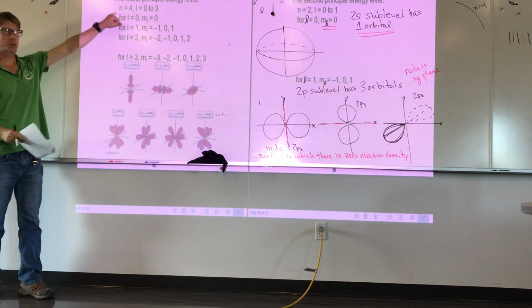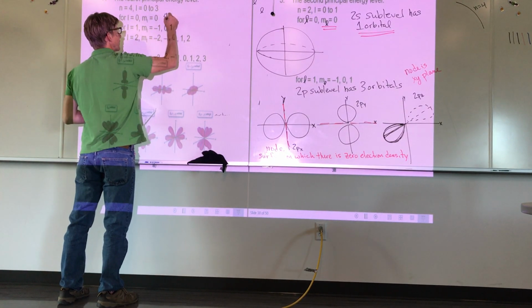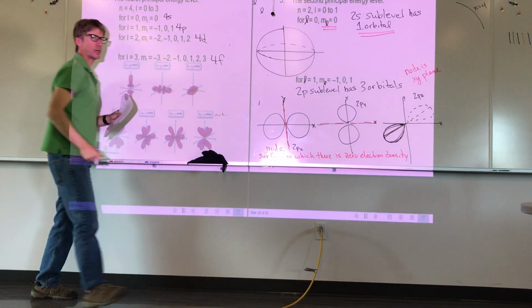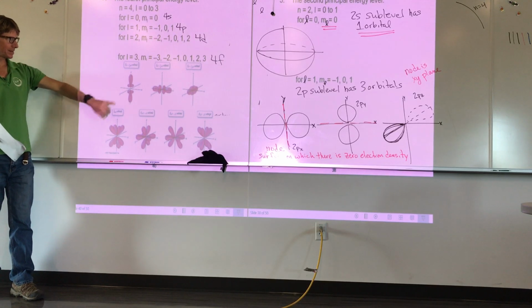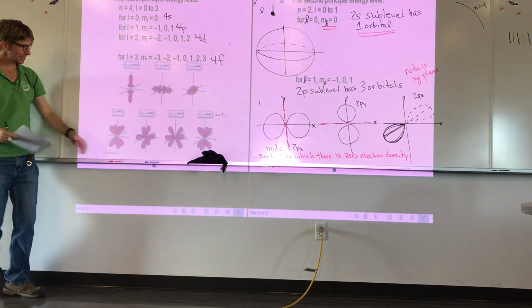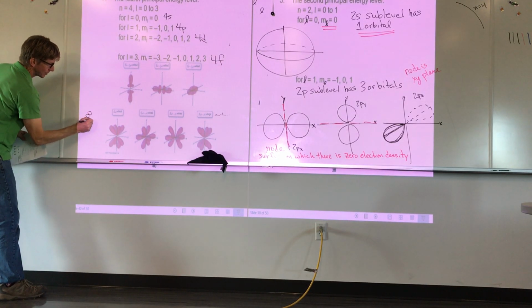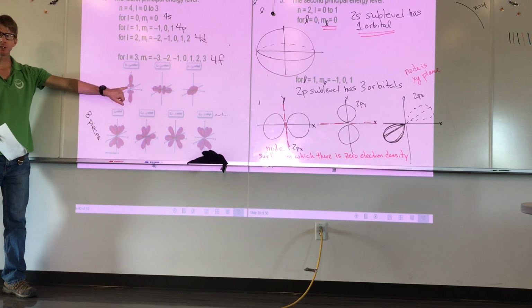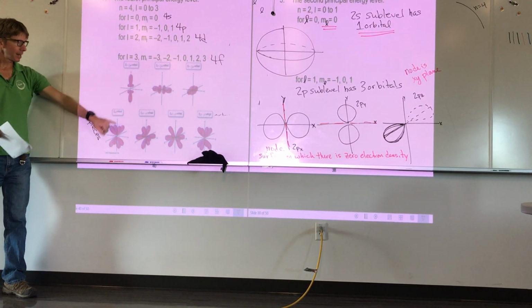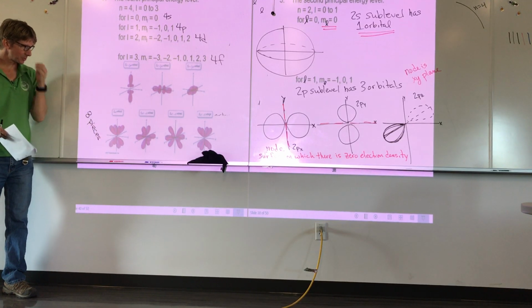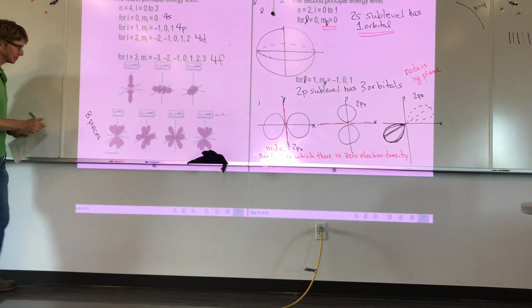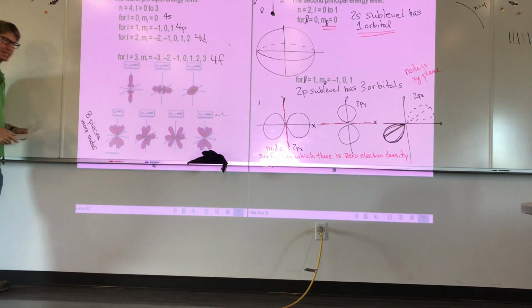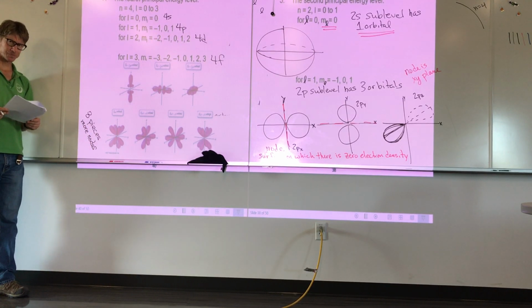For n equals 4, there's 4s, 4p, 4d, and 4f. And these shapes have 8 pieces, or an equivalent level of complexity. You can see that you're cutting them up into smaller pieces. There are more nodes. And in general, the shapes are getting more complicated.